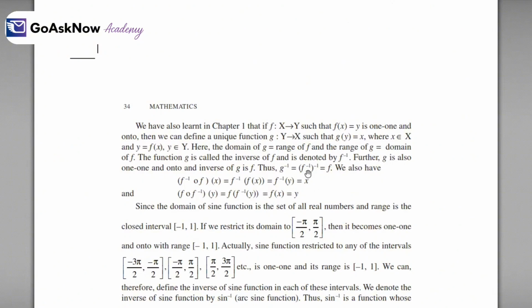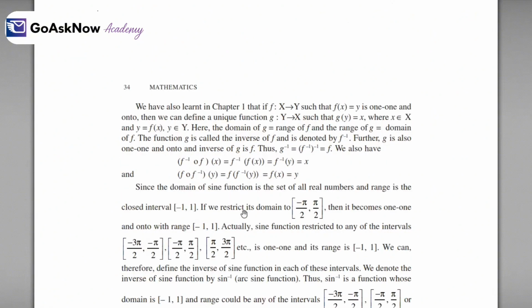Further, g is also one-one and onto, and the inverse of g is f. So we can write g inverse as f inverse of inverse, which comes out to be equal to f. So if f inverse is g, then g inverse is f. We also have f inverse of f(x) is equal to x, and f of f inverse of y is equal to y.